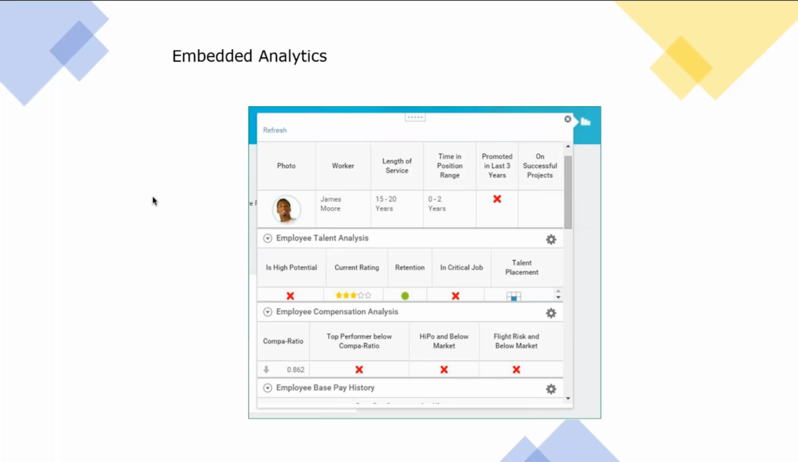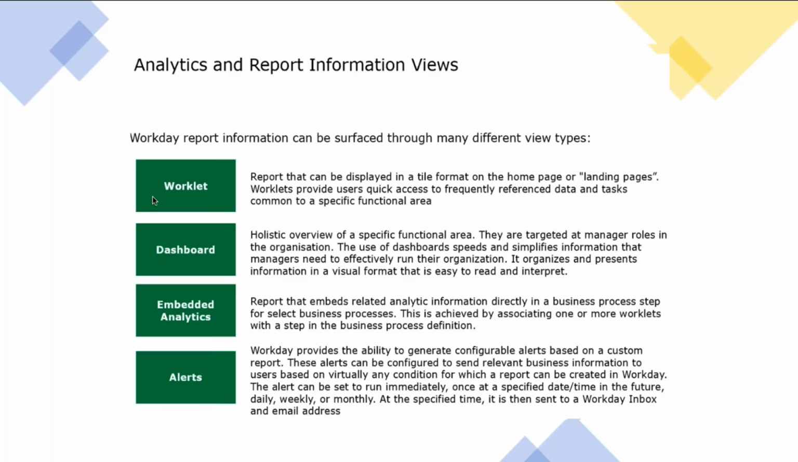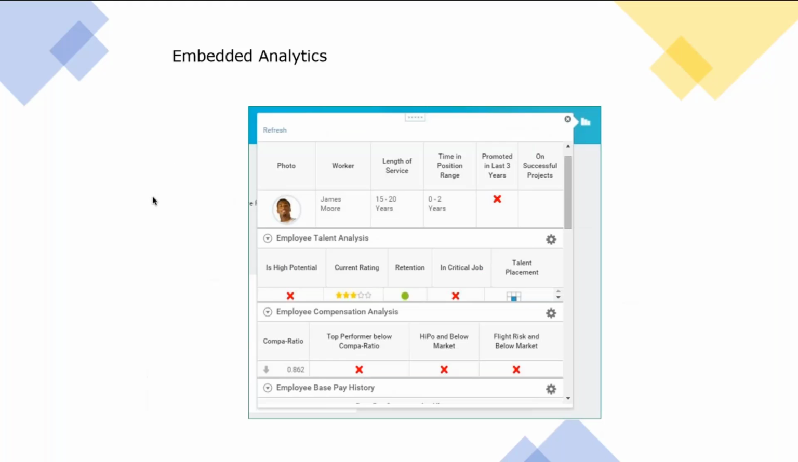Embedded analytics are not explicit reports that can be run. Rather, they are reports that are configured on the business process steps to help the security group, whoever is executing that step, to execute that step, right? You present information in the form of a report as a part of the business process. So that's about embedded analytics. Another way you can present data to them is in the form of alerts.